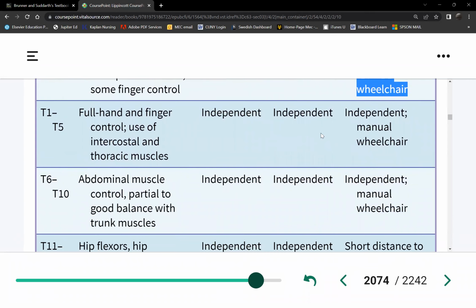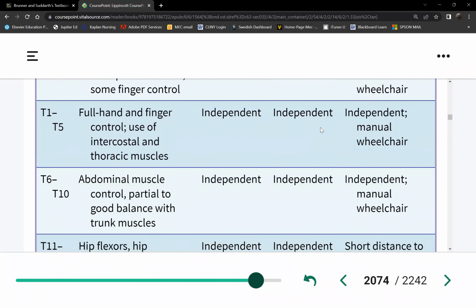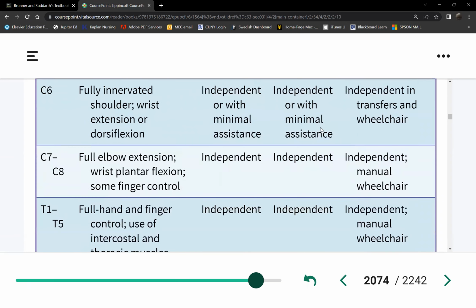And I won't read everything for you. So questions here could be select all that apply. I'll ask you, which of the following can a C7 SCI patient realistically do? Okay, and then select all that apply. So the principle here is, of course, the higher you go, the less they can use, right? So if you prefer, you can use the spinal nerve chart.